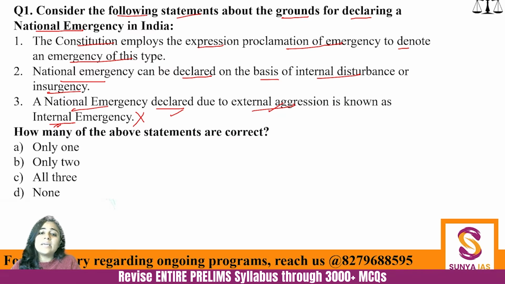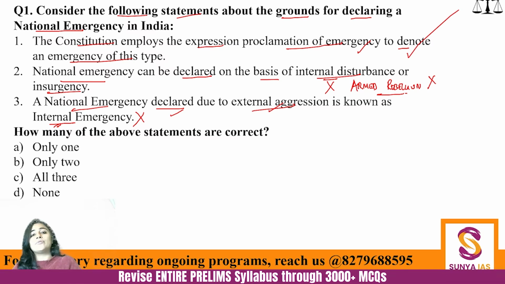Okay, so this one is absolutely incorrect. Then national emergency can be declared on the basis of internal disturbance or insurgency. No. National emergency can be declared on the basis of only armed rebellion. We will talk about what happened, why armed rebellion, when was internal disturbance used, etc. So the second statement becomes incorrect. And the first statement, the Constitution employs the expression proclamation of emergency to denote an emergency of this type. Yes, this is absolutely correct. I will explain to you what I mean by this.